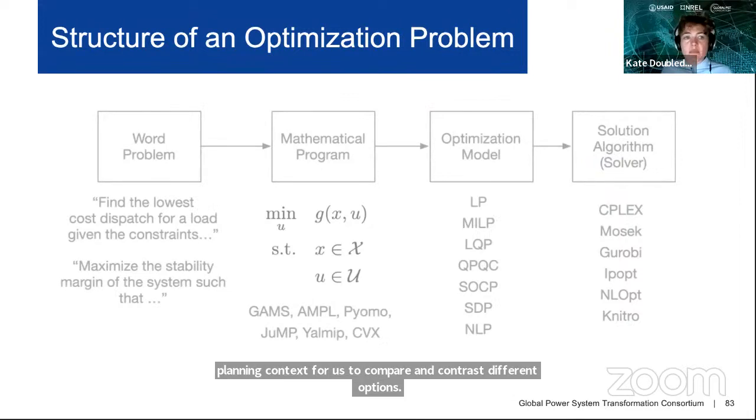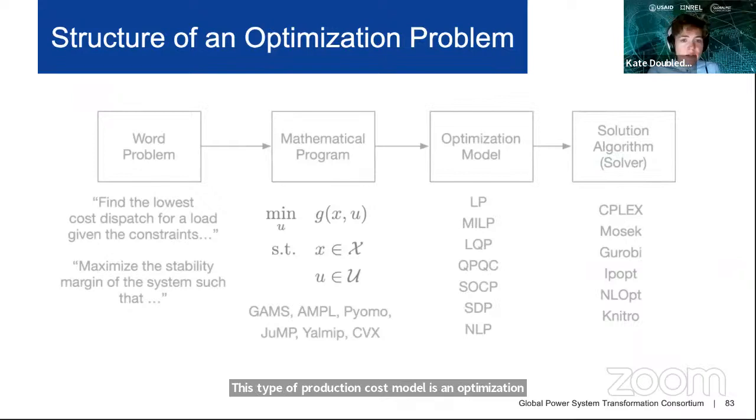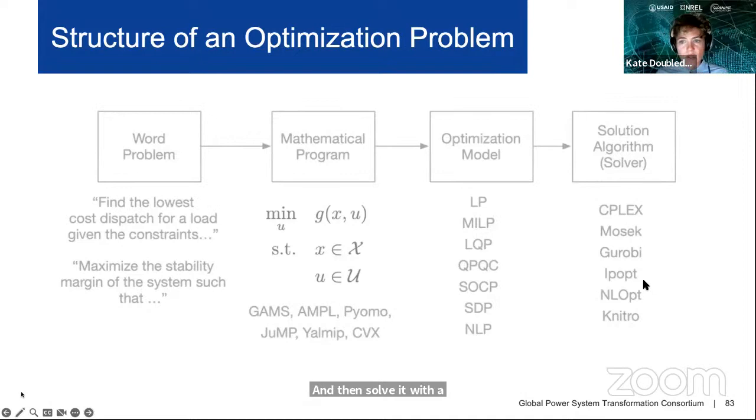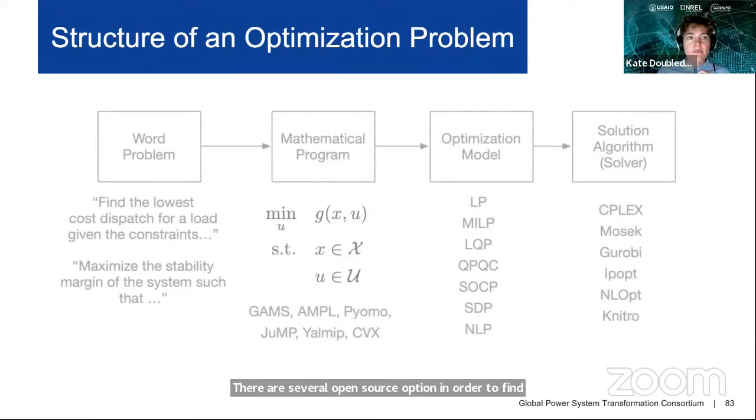This type of production cost model is an optimization problem. So it's structured as a set of mathematical equations with an objective function that we're trying to minimize. We're trying to minimize the operating cost subject to the realistic constraints of the system. So we can write this in a mathematical program like JuMP in the Julia language, which is what we'll be using in the demonstration today, and then solve it with a proprietary or open source solver. There are several open source options in order to find that minimum operating cost point.